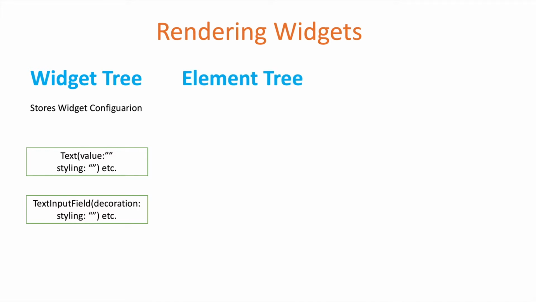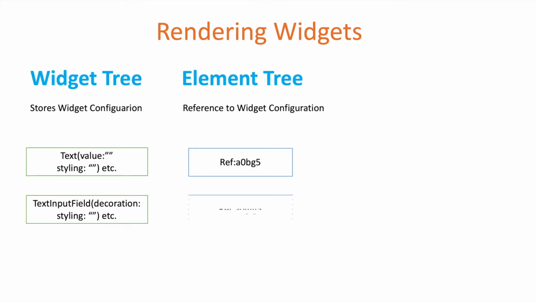Then we have an element tree. The element tree references the widget configuration, like it stores the reference. Every widget has a reference, like one reference is A0BG5 and the other one is in that same format.